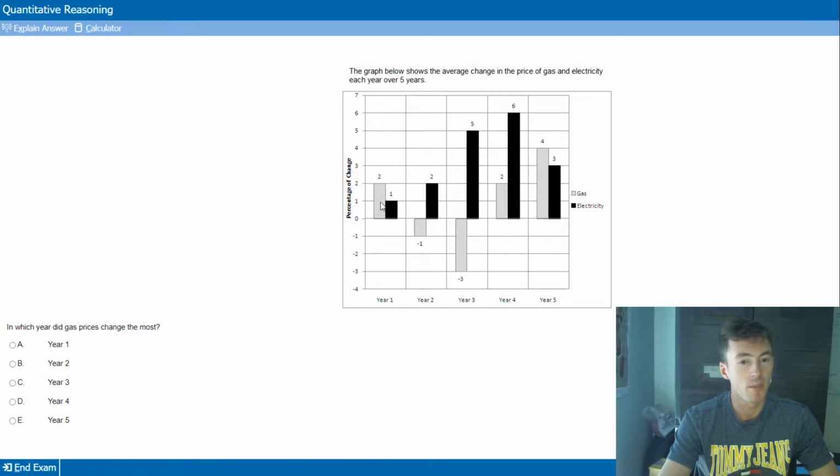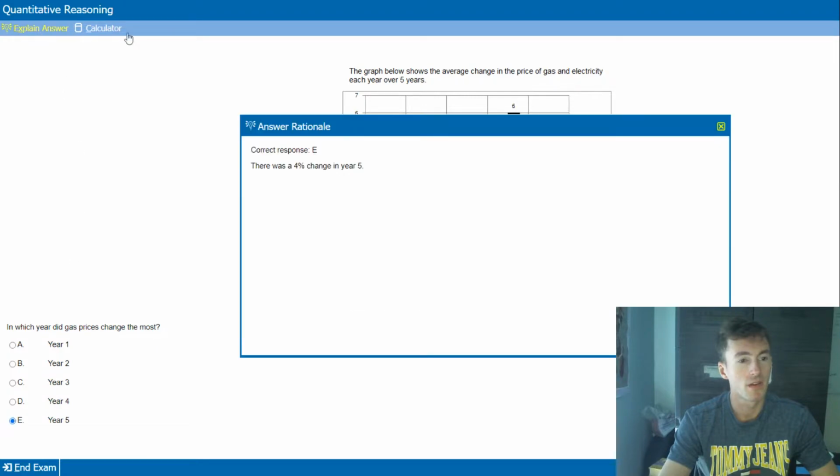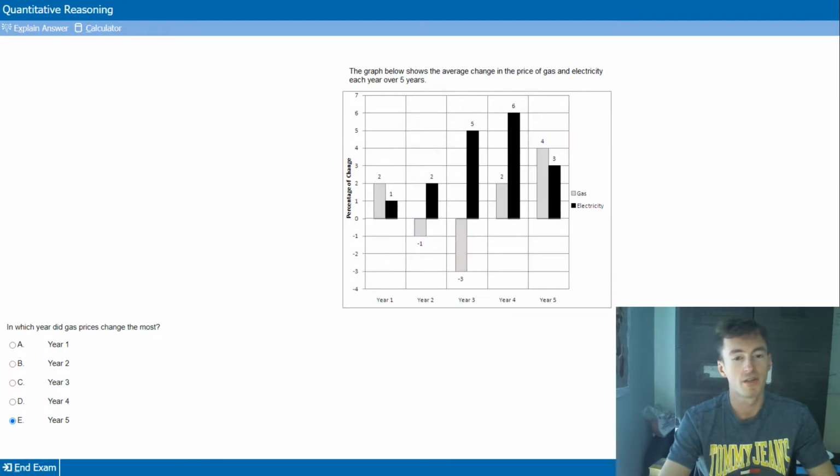It's going to be the biggest number for a grey bar. That's what I'm looking for. So I'm going to say it is year 5 because that's where you have 4. That's the biggest number out of all of these in terms of percentage change. So I'm going to go with 4. Sorry, 5. Yep, 4% change.